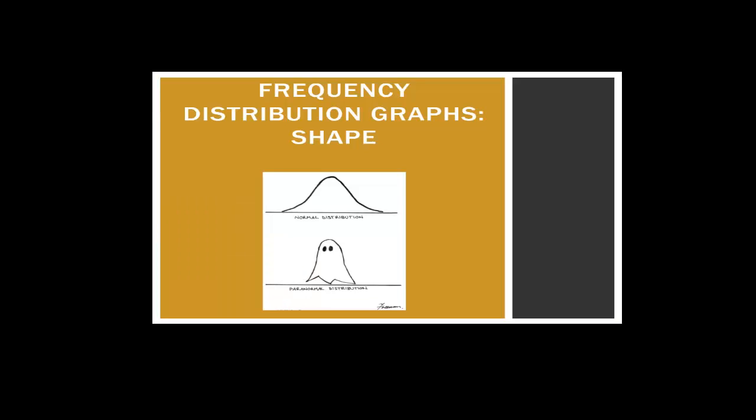Okay, let's move on to frequency distribution graphs and how that tells you the shape of a distribution. Now, the shape of the distribution is very important when it gets to deciding which measure of central tendency is most appropriate, and you'll be seeing that in the next lecture. But it's also nice to know what the shape of the distribution is just to look at the trends in your data.